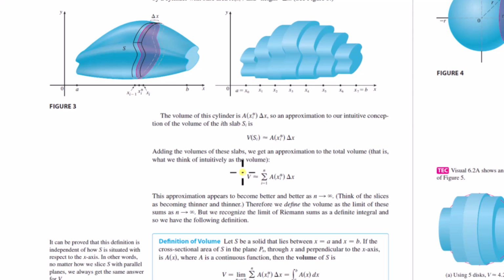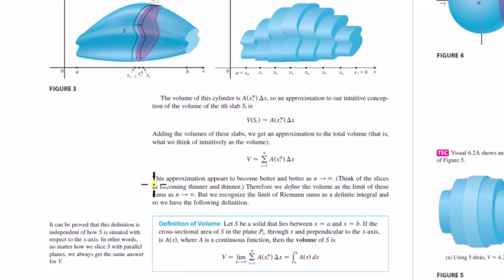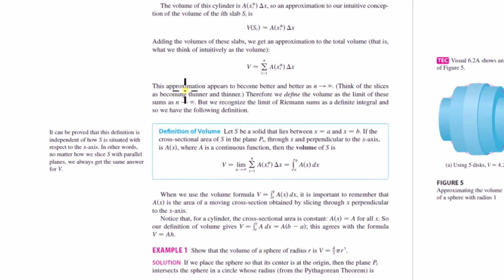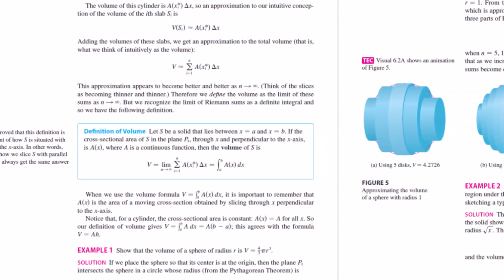And then they write the Riemann sum here. So the volume is approximately equal to the sum from i equals 1 to n of these pieces, right? If you were actually going to go through an approximation, it's a good idea to change this xi star to the x at the midpoint, as we know. Then they say here the approximation appears to become better and better as n approaches infinity.